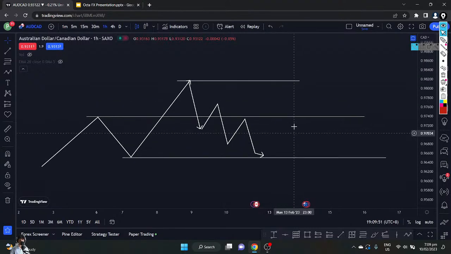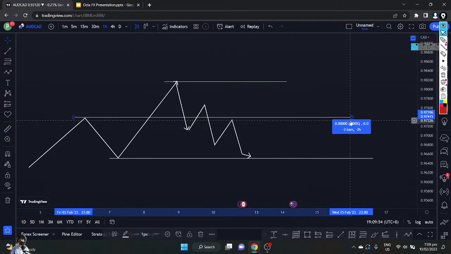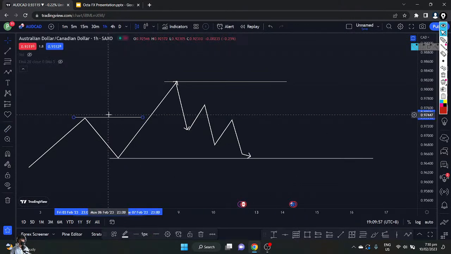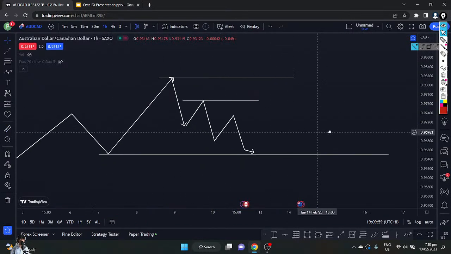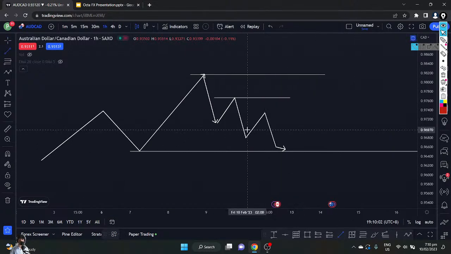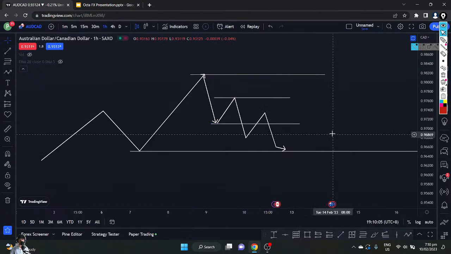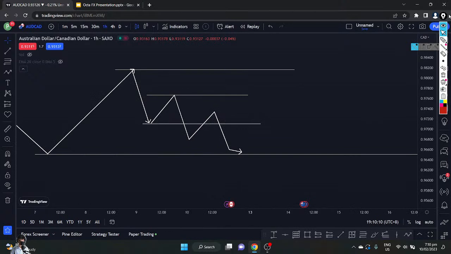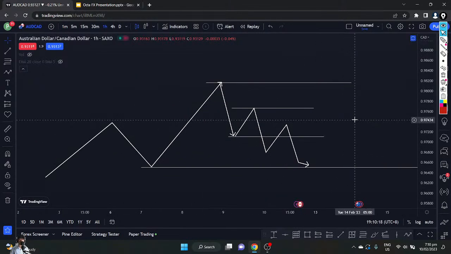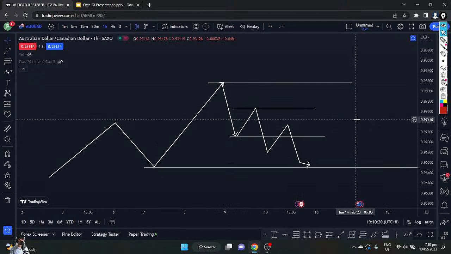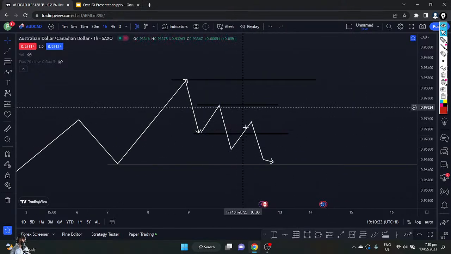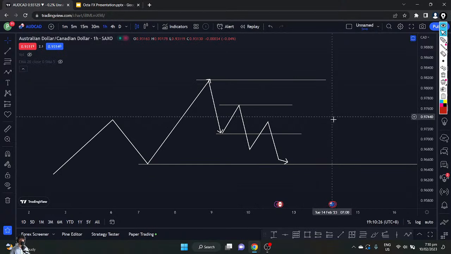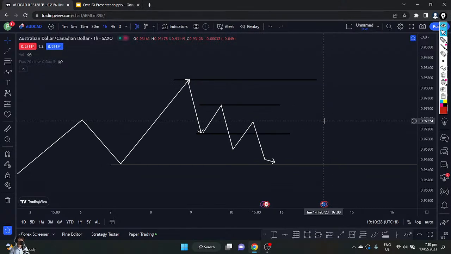Okay, but let's say that we saw a structure like this. So is this considered a resistance? While the lows right here, do you think that these levels are considered support? So to answer that question, yes, they are still support and resistance, but they are not the major support and resistance that we should look into on the chart. So these support and resistance levels right here are what we call the minor support and resistance levels.